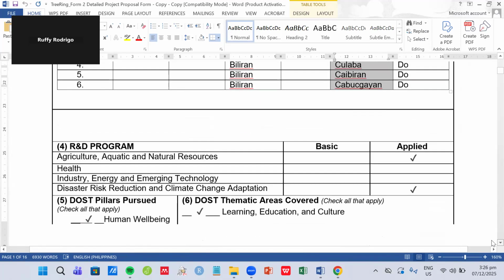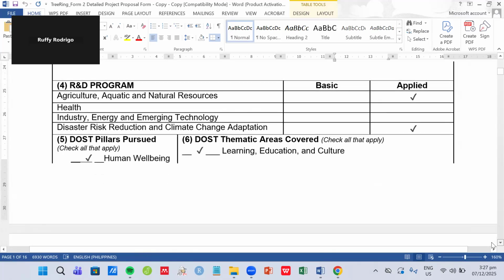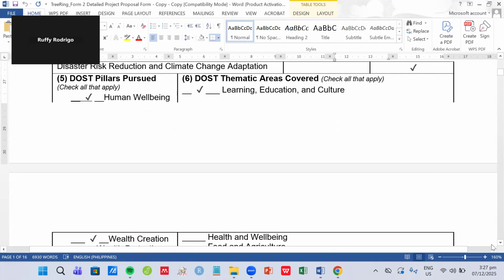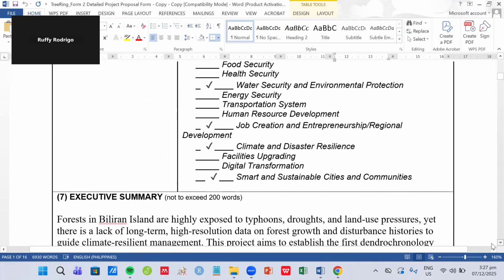And again, it's the same. For R&D, I said applied agriculture, aquatic, and natural resources, and also disaster risk reduction and climate change adaptation. So again, it's pretty much the same as the concept, so I don't want to repeat that.